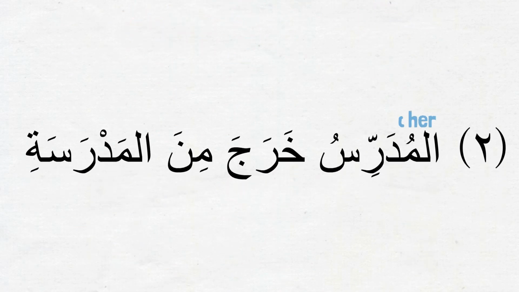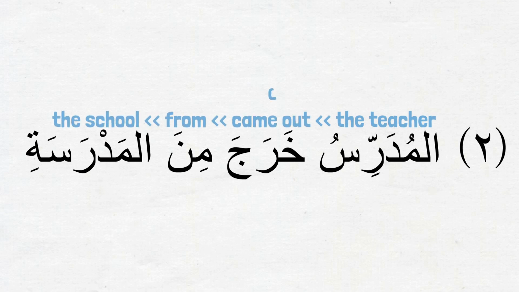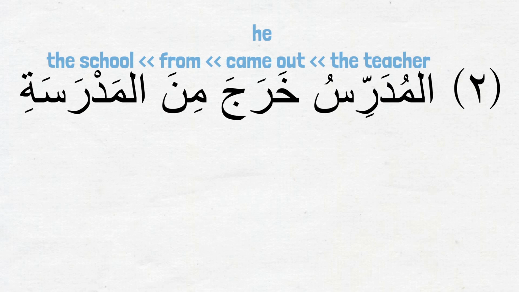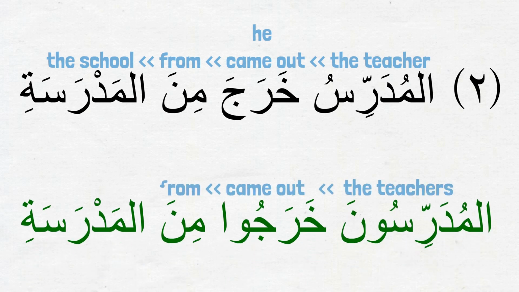Part 2. المدرس خرج من المدرسة. The teacher came out of the school. Can you try to convert this to the plural version on your own? The plural version should be المدرسون خرجوا من المدرسة. The teachers came out of the school.